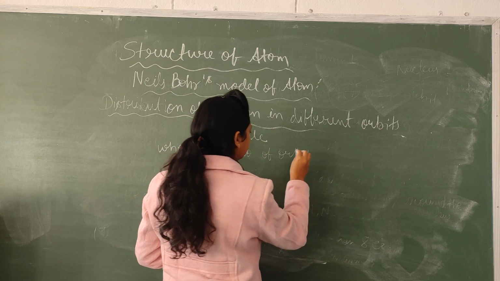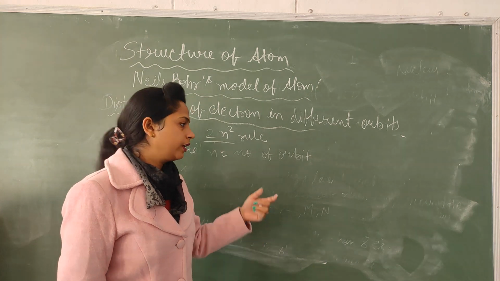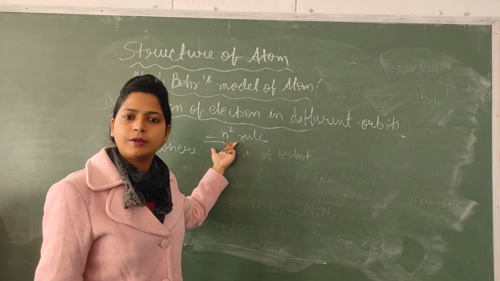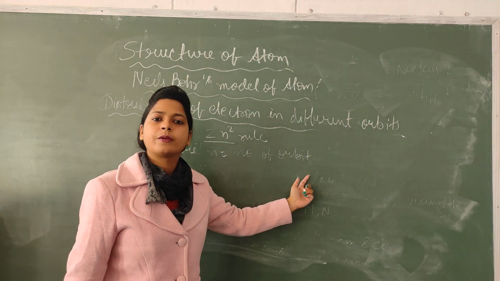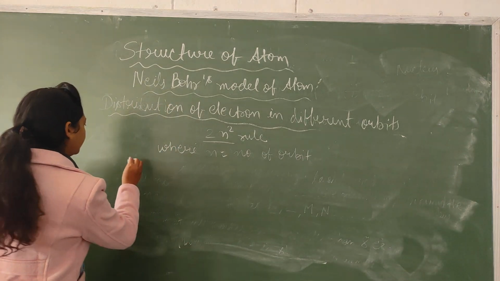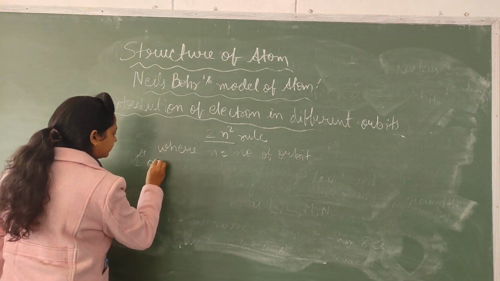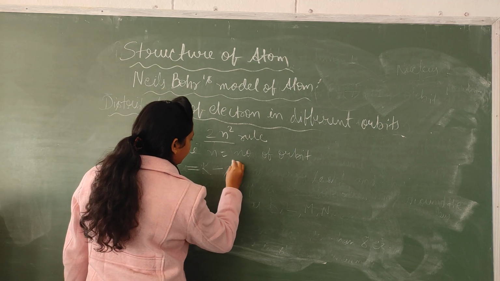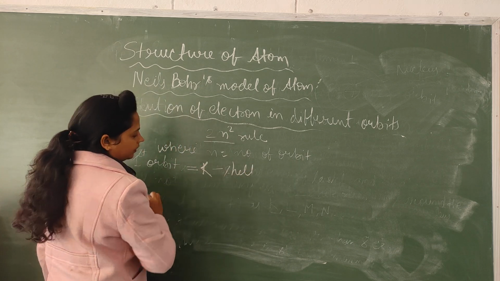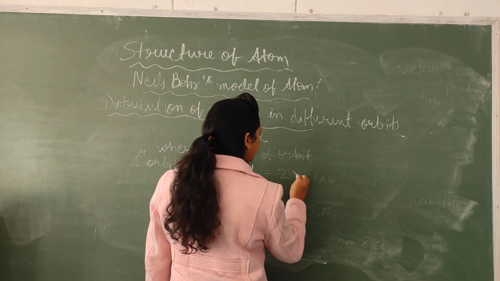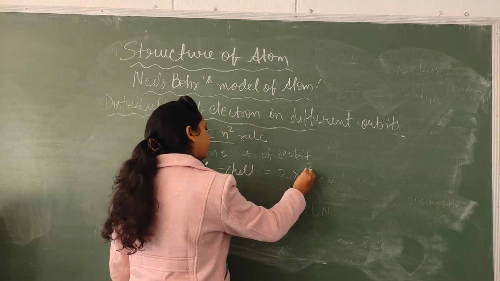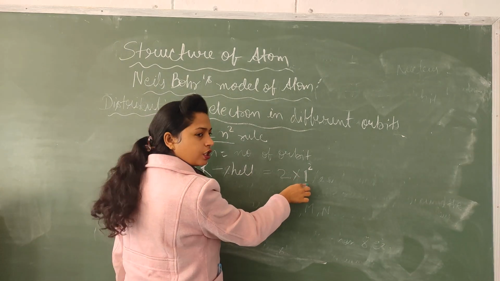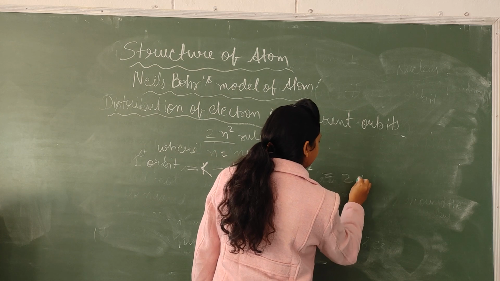Orbit. So according to Neils Bohr, this rule gives us the idea of how many electrons will be filled in each orbit, where n is the number of the orbit. As for example, the first orbit is named the K shell or K orbit. In that orbit, how many electrons can be filled? 2 into 1 square, because n is the number of the orbit. This is the first orbit, so in place of n we write 1. 2 into 1 square is 2 electrons.